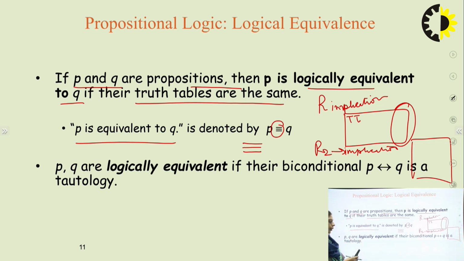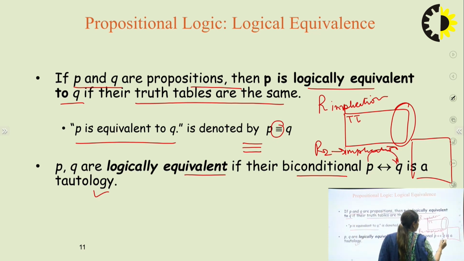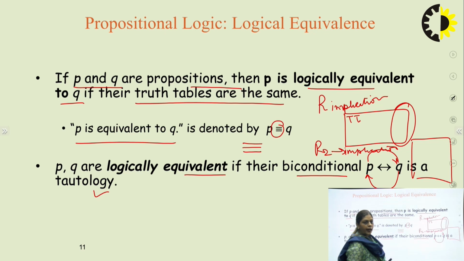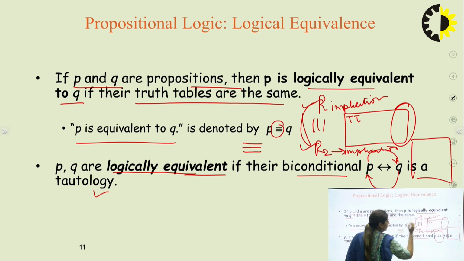P and Q are logically equivalent if their biconditional is a tautology. But biconditional means both are dependent on each other, right? See, it is a tautology if this implication and this implication, we take the double implication between them, and we draw a truth table and we get a tautology, means all the output column has T in that column, then that means this is logically equivalent. These two implications are logically equivalent, right?